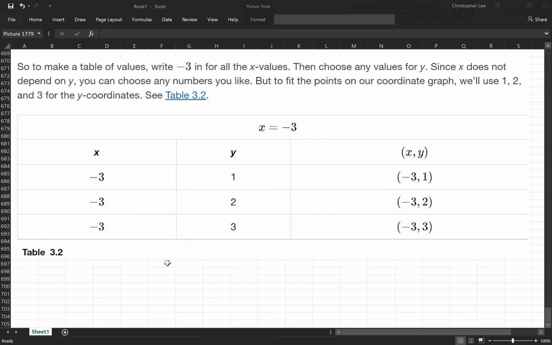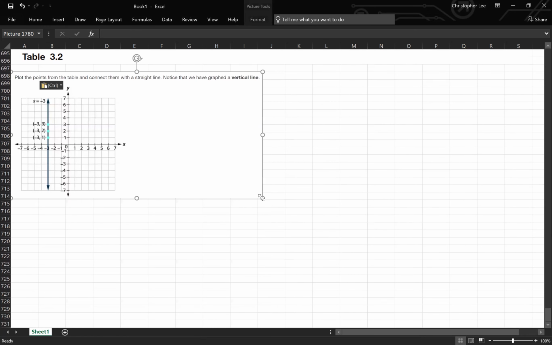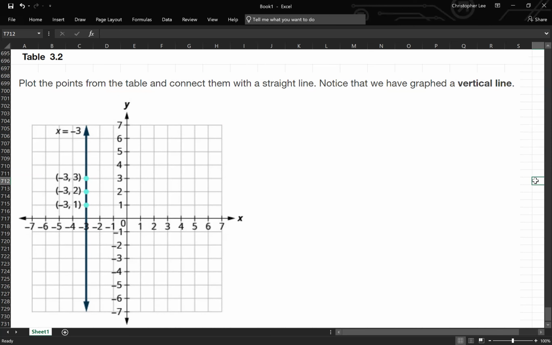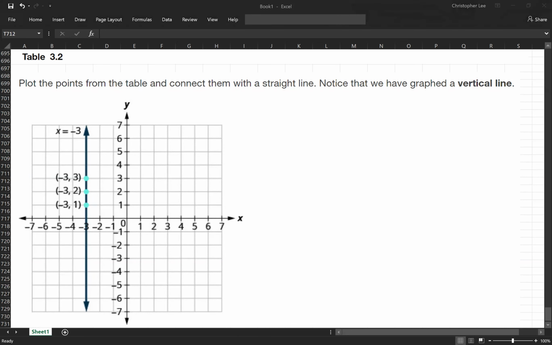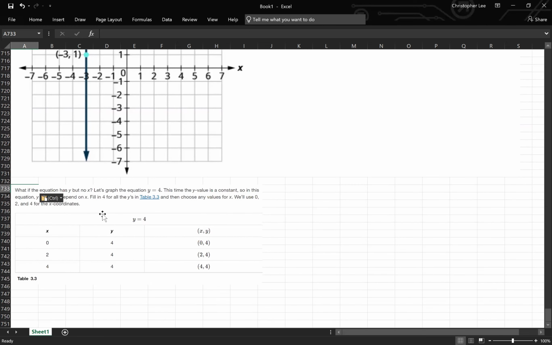So let's take a look at the graph, right? So plot the points from the table and connect them with a straight line. Notice that we have graphed a vertical line, right? Vertical means going up and down, right? All the x values are -3, the y values are changing, and that's the vertical line, all right? Horizontal is just the opposite of that, right? It's just the opposite. Let's take a look.